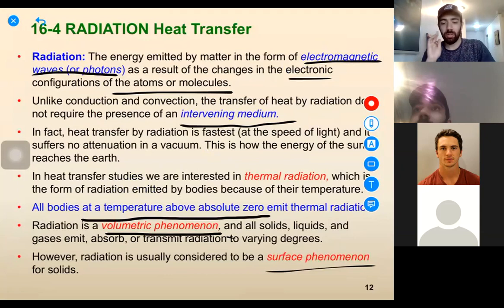For the radiation, we said it is the kind of heat transfer where there is no molecule movement or vibration of the molecules. We don't need any medium in between. It is in the form of electromagnetic waves that the heat is transferred, and all bodies with a temperature over 0 Kelvin can emit and transfer energy.